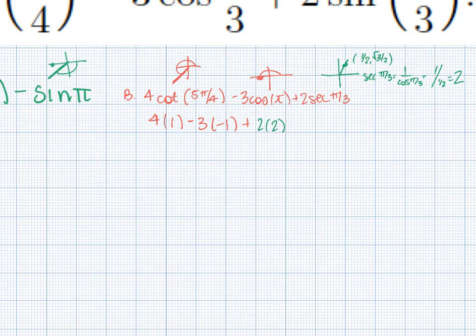4 times 1 is 4. Negative 3, remember this comes with this. Negative 3 times negative 1 is positive 3. So we get plus 3 plus 4, which should give us 11.